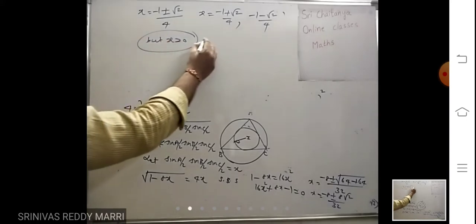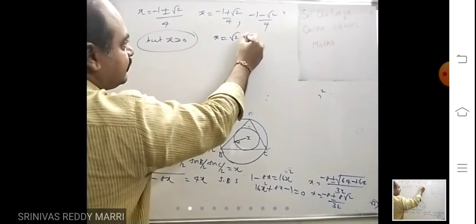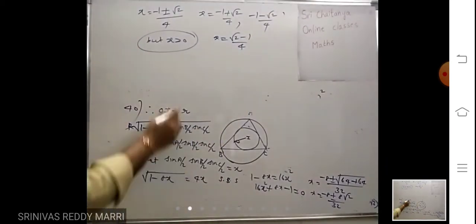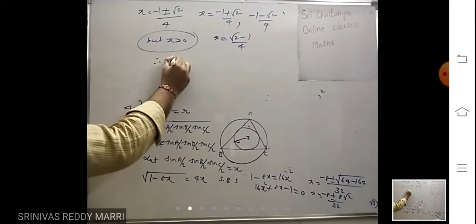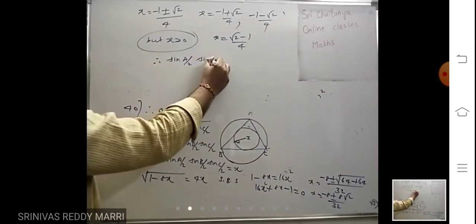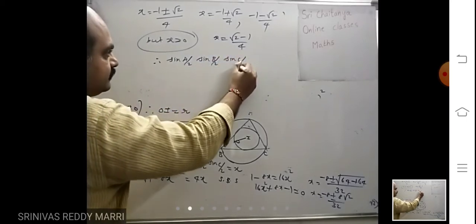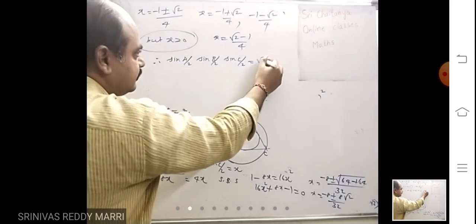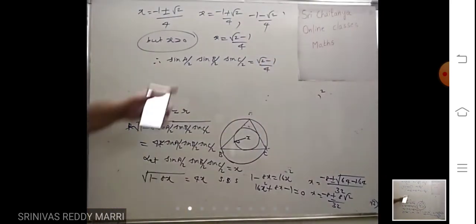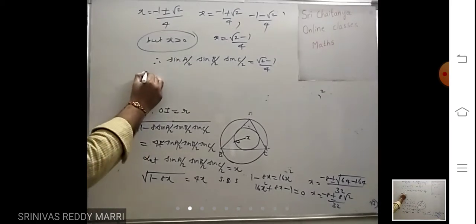Therefore, x greater than 0 means this is not possible. That means x is nothing but root 2 minus 1 divided by 4. x is what we have taken. Therefore, sine A by 2 into sine B by 2 into sine C by 2 is nothing but root 2 minus 1 divided by 4. So this result we got. Now whatever he is asking, take that one.